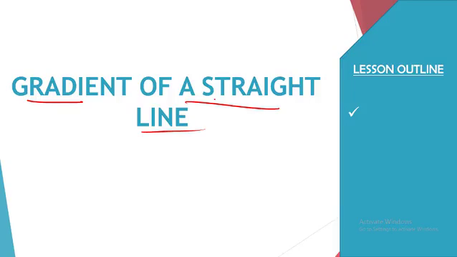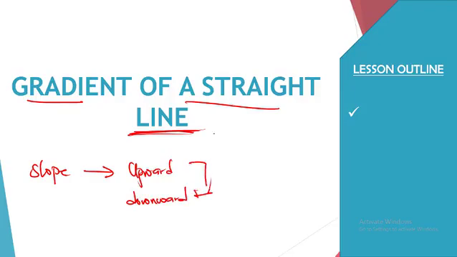Welcome back. In today's study we'll be looking at how to solve for a straight line gradient. When we talk about gradient, we talk of slope, and the slope can be upward, it can be downward. So we're looking at how an equation can lead us to either an upward slope or a downward slope. So we'll quickly take an example.